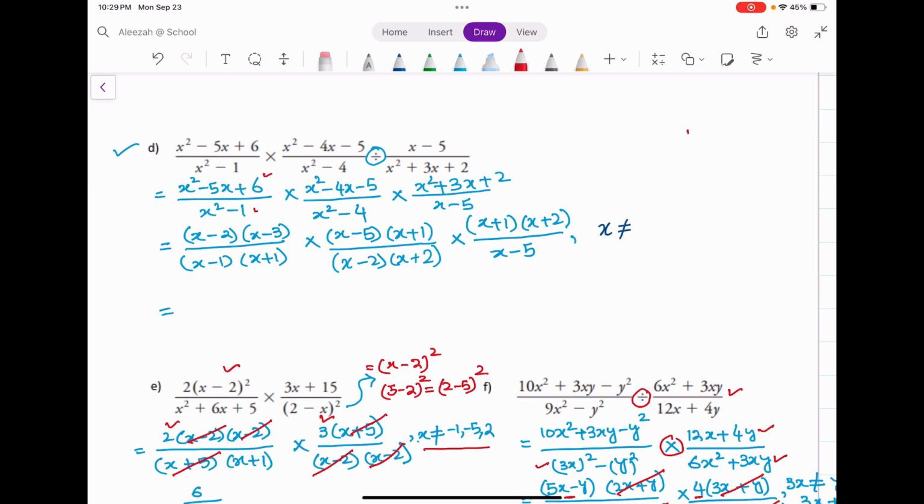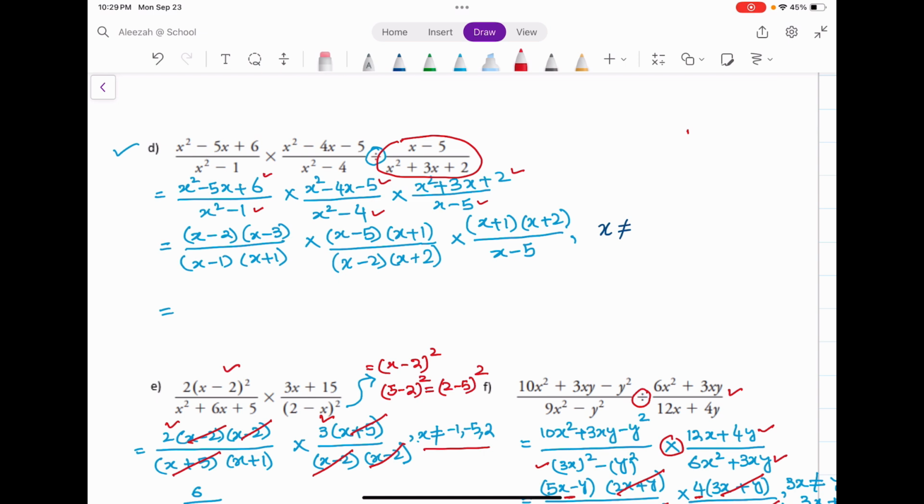trinomial. This is a difference of squares, then a trinomial, and it's just a linear factor, right? So I factored everything, and now I'm going to write the restrictions. Because I'm dividing by the whole thing, the restrictions are for both the denominator and the numerator.